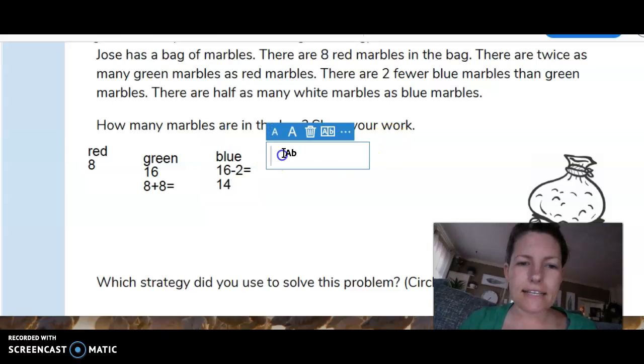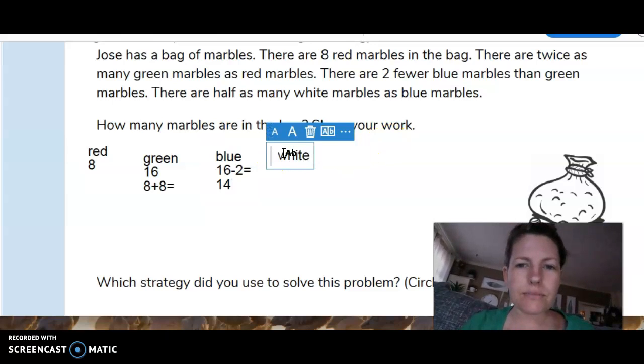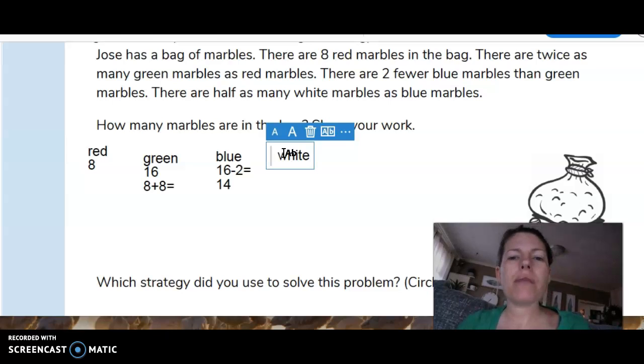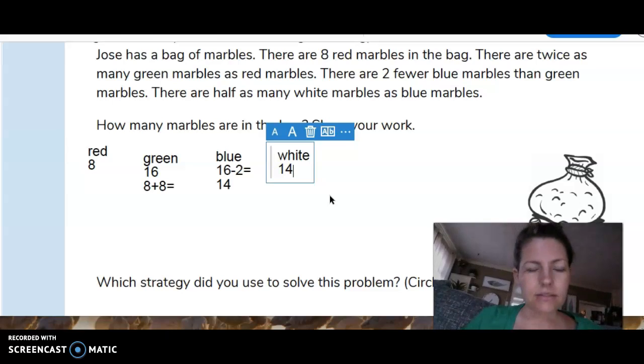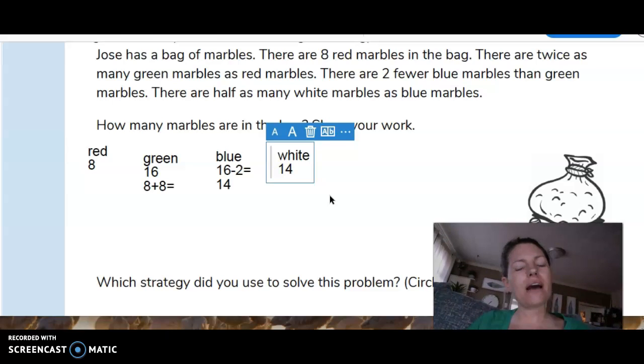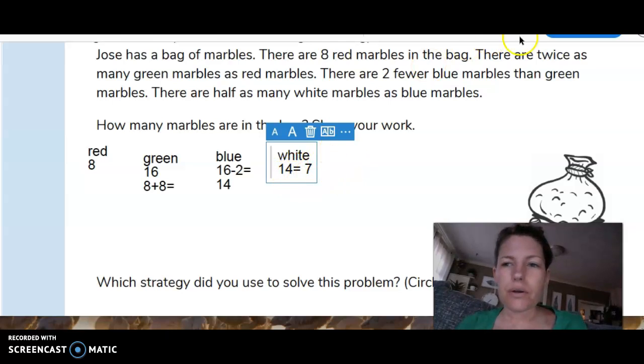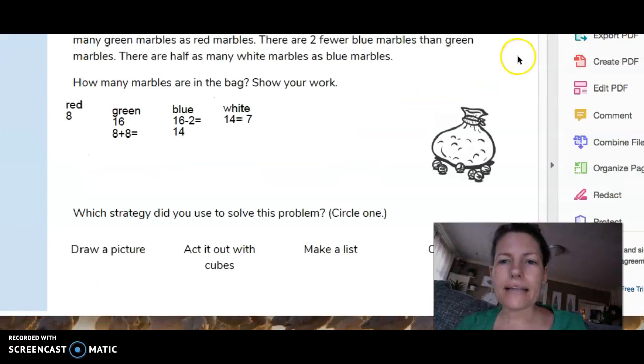All right, and lastly, we've got those white marbles. There are half as many white marbles as blue marbles. So we've got to go back to what we learned about the blue marbles, and that is that there are 14 blue marbles, but half as many, which means if we cut the number 14 in half, okay, so if I have 14 dots and I take away half of them, I am left with 7. I'm left with 7.